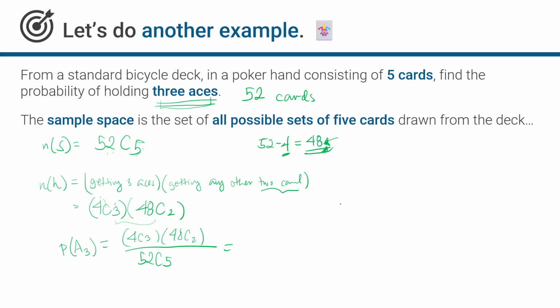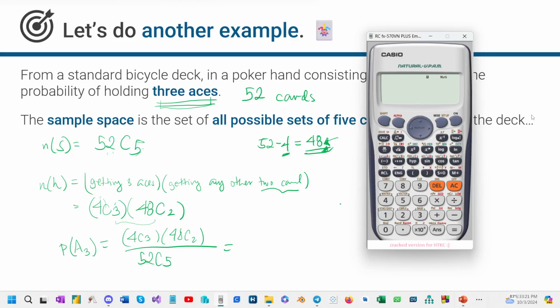So how many are they? Let me just get my calculator. Here's my calculator. So we have 4 combination of 3 times 48 combination of 2, divided by 52 combination of 5. So we have 94,95415, or a really little number.